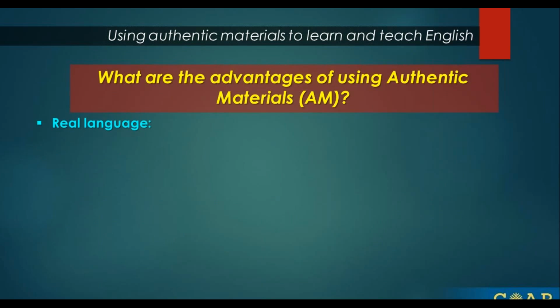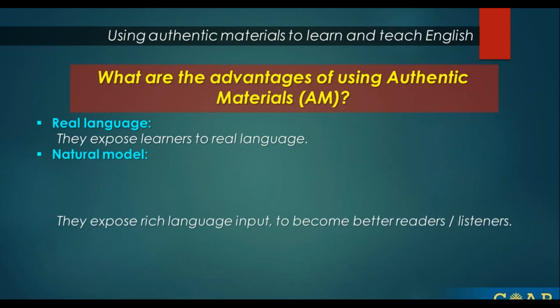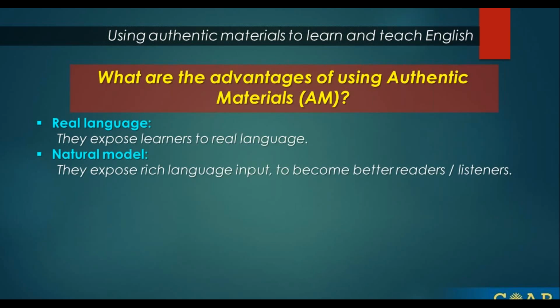The first advantage has to do with real language. Authentic materials expose learners to the real language, because one type of language is taught in the classroom and another kind of language is spoken outside. So we're using the language for real purpose. And the other is the natural model. Authentic material expose rich language input, so students become better readers and listeners.